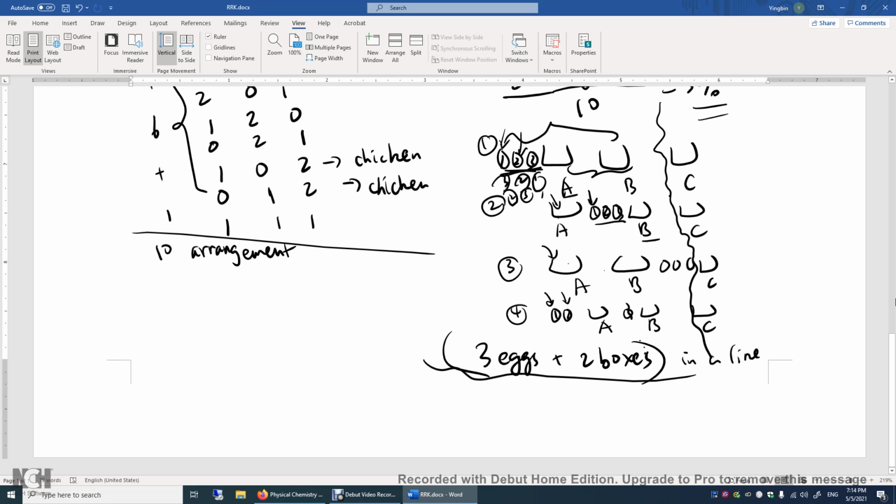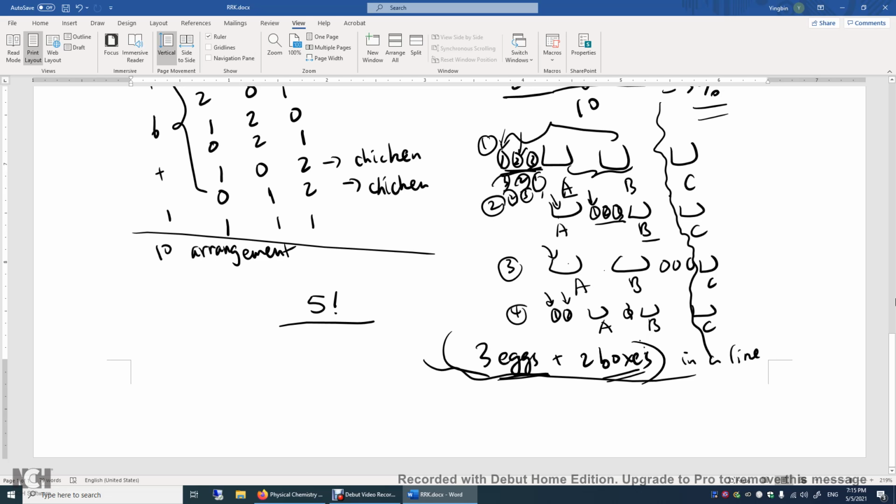So let's look at all possible permutations when the eggs are labeled, when the boxes are also labeled, right? So we know there are 3 different eggs, egg 1, 2, 3. We know there are 2 different boxes we need to make arrangements, box A and box B. So 5 distinguishable objects in a line. How many permutations are there? 5 factorial. All right, 5 factorial in total.